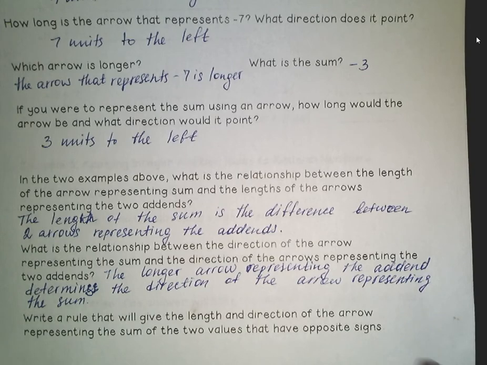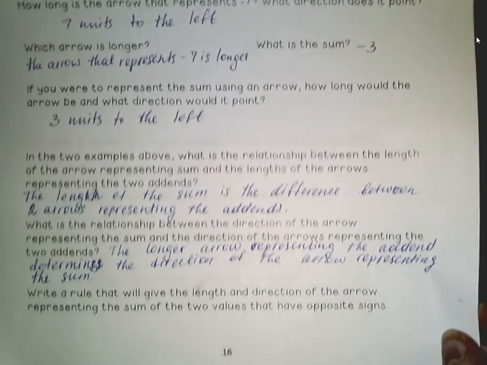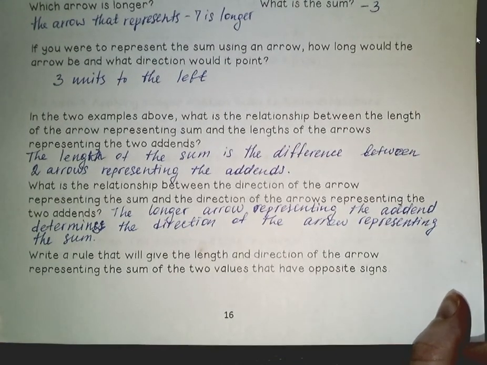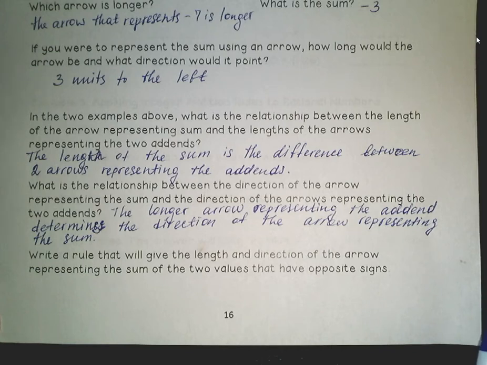Okay, write the rule that will give the length and direction of the arrow representing the sum of the two values that have opposite signs. So if I were to add two numbers with the opposite sign, I will look at the difference of the two numbers, right? And we'll keep the direction of the longer arrow, right?